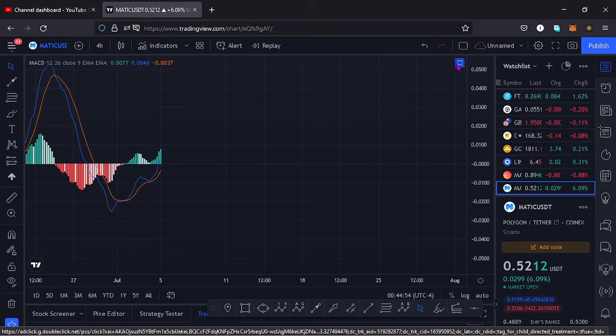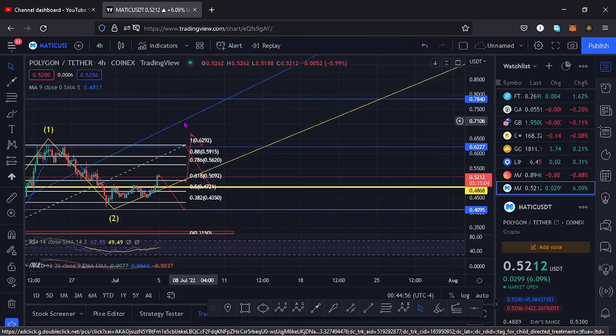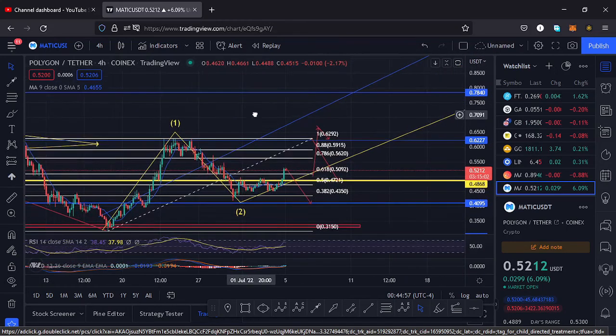So those are the key scenarios that I expect to play out, and I'll keep you updated on any movement on this chart.